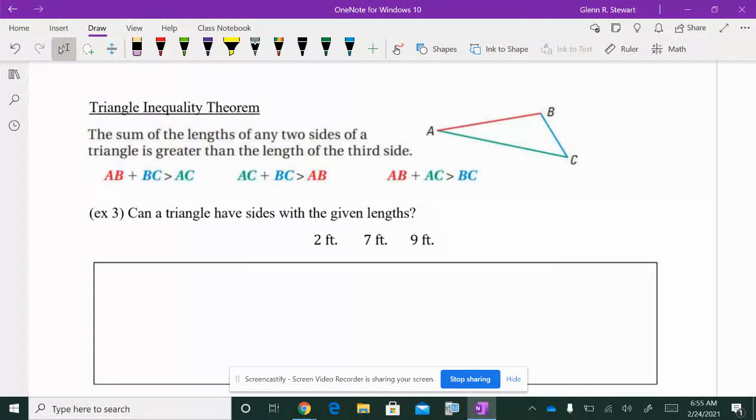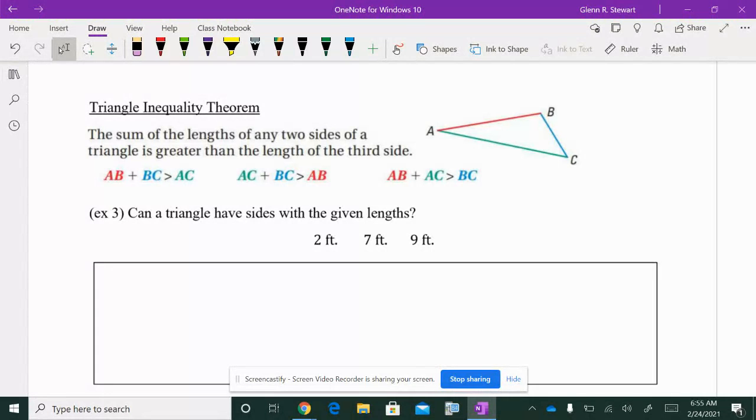Next up, we've got the triangle inequality theorem. Essentially, if we're given the sides of a triangle, we need to make sure that the smaller two sides, when added together, are greater than the bigger side. Otherwise, the triangle cannot have those three specific sides.